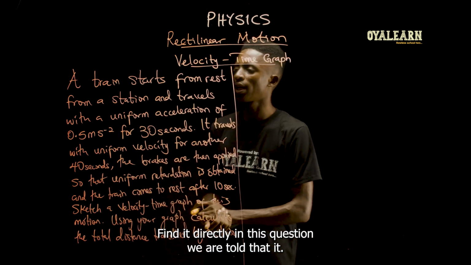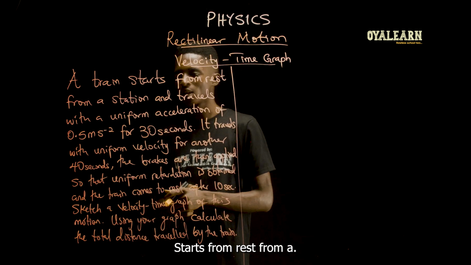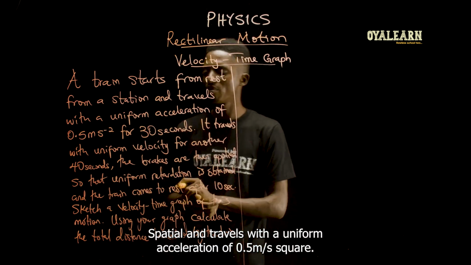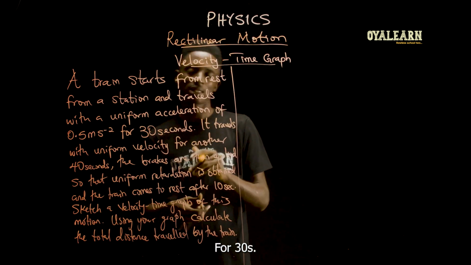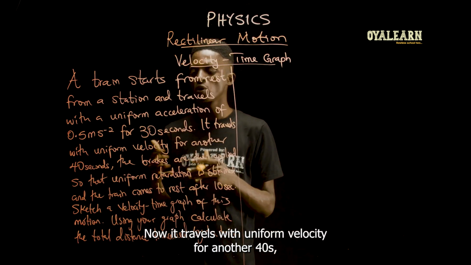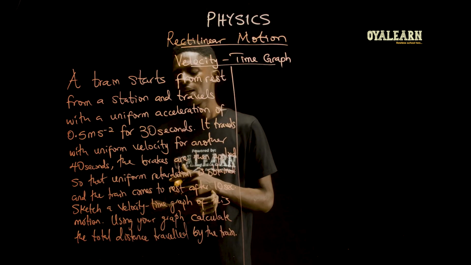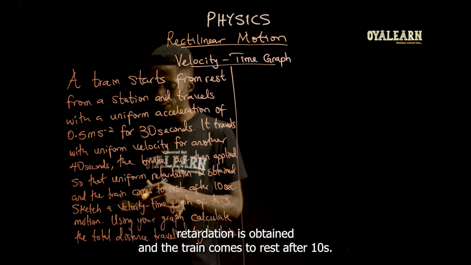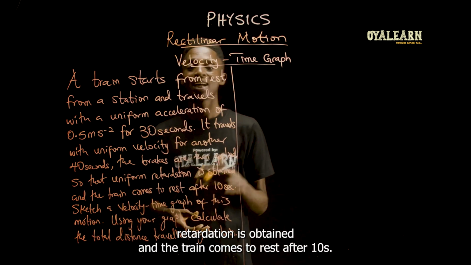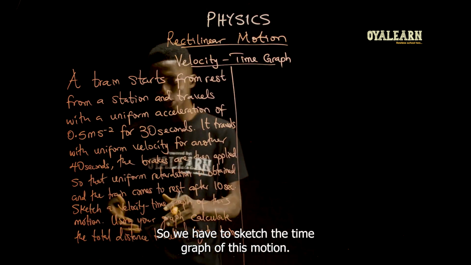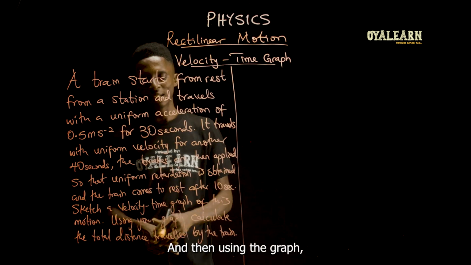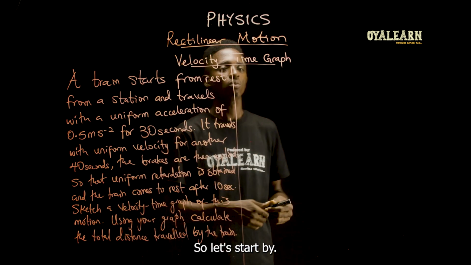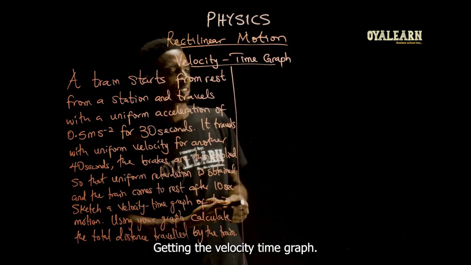In this question, we are told that a train starts from rest from a station and travels with a uniform acceleration of 0.5 meter per second square for 30 seconds. Now, it travels with uniform velocity for another 40 seconds, and then the brakes are applied so that the uniform retardation is obtained and the train comes to rest after 10 seconds. So we have to sketch the velocity time graph of this motion, and then using the graph, we have to calculate the total distance traveled by the train. So let's start by getting the velocity time graph.